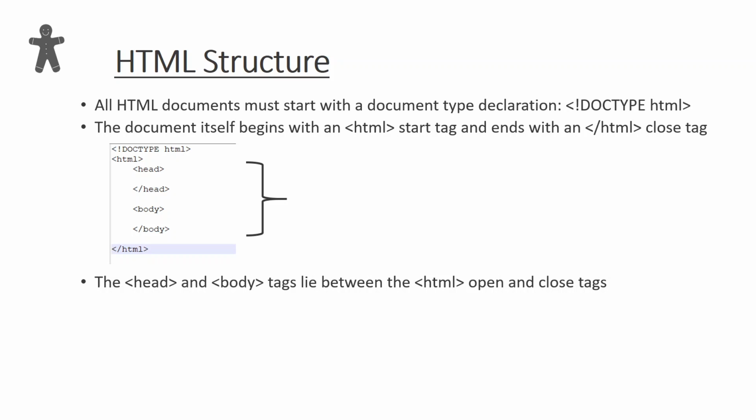Now, remember in our theory lesson, we mentioned that the HTML structure should consist of the following. All HTML documents must start with a document type declaration, doctype HTML. The document itself begins with an HTML start tag and ends with an HTML close tag. And lastly, the head and the body tags lie between the HTML open and close tags. So with all that said, let's open our editor and write down our structure.